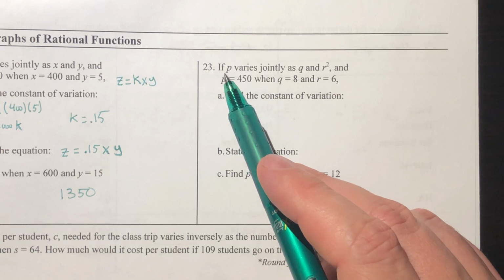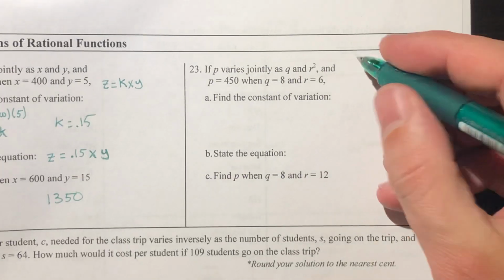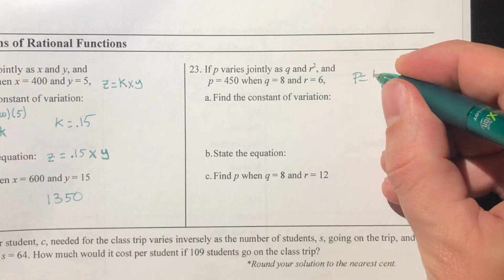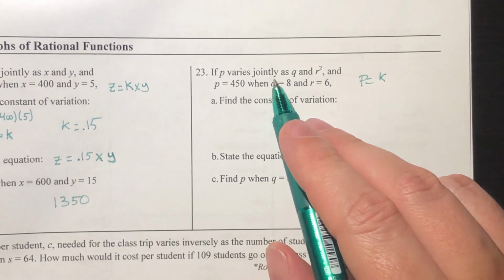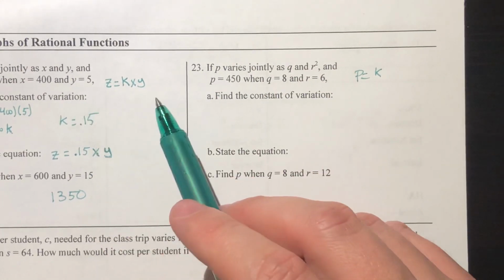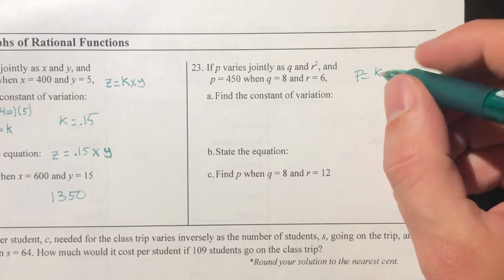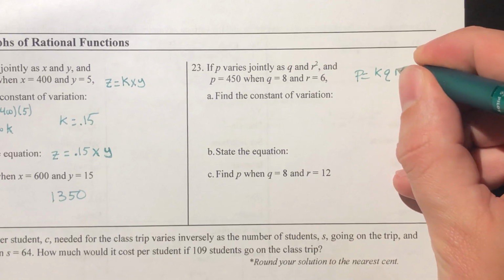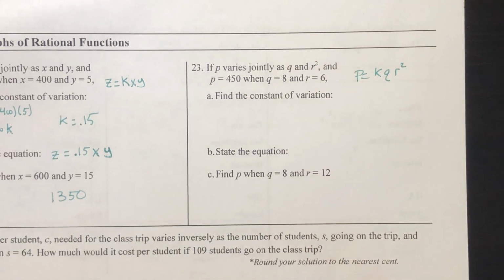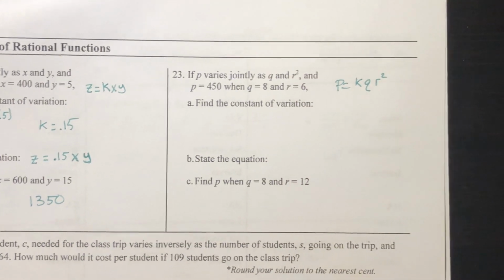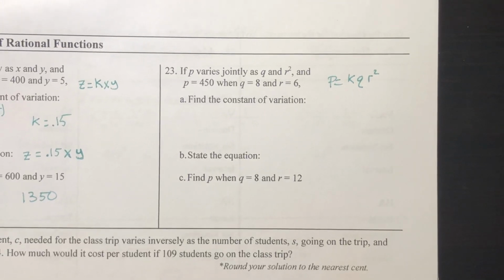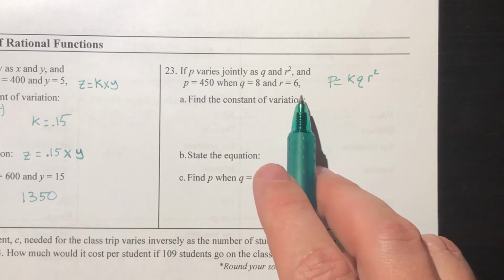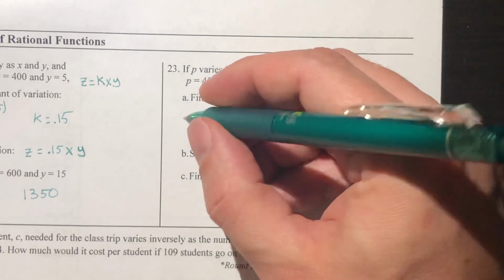Okay, so it says P is what varies. So P equals, and we're always based off of K. Jointly, again, means I'm multiplying multiple things together. So jointly as Q and R squared. So P equals K, Q, R squared. Then it tells us P is 450 when Q is 8 and R is 6.